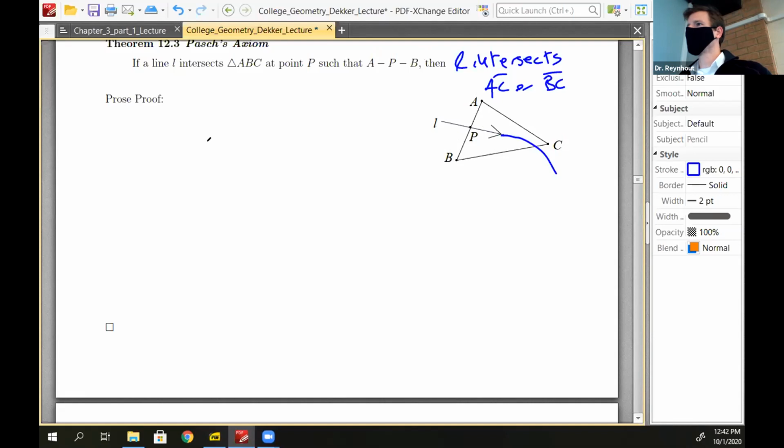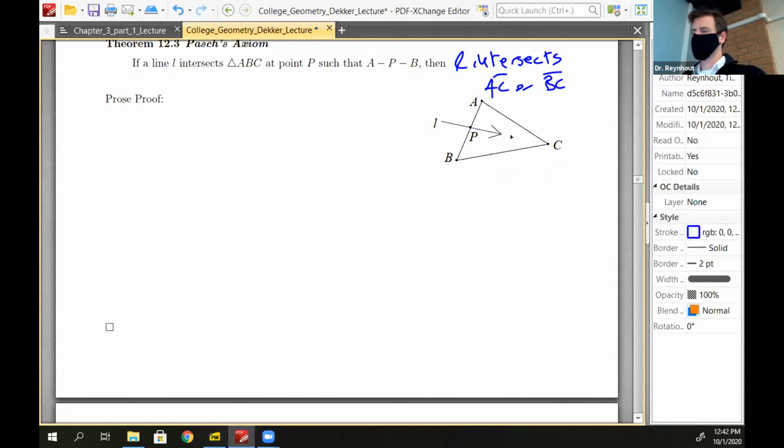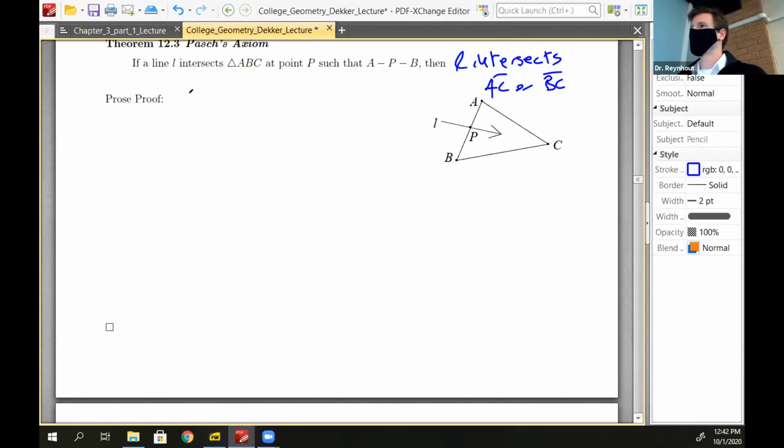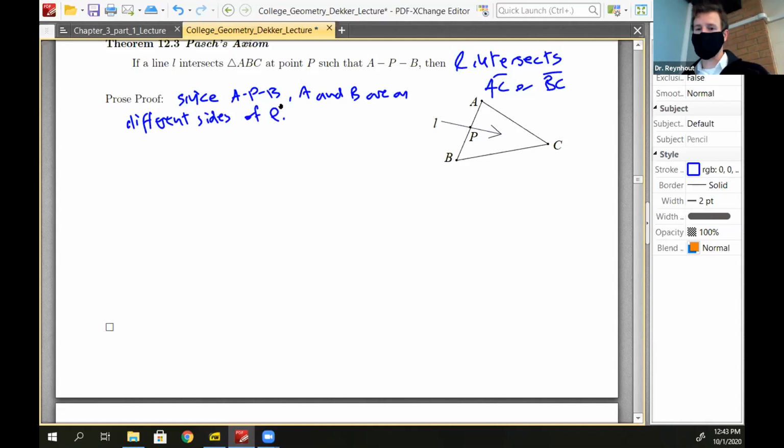Okay? So that's what's going on in our proof. So we'll write that up. Since we have that P is between A and B, we can say that A and B are on different sides of L. All right, so we've specifically said that they're on different sides with a clear reason.